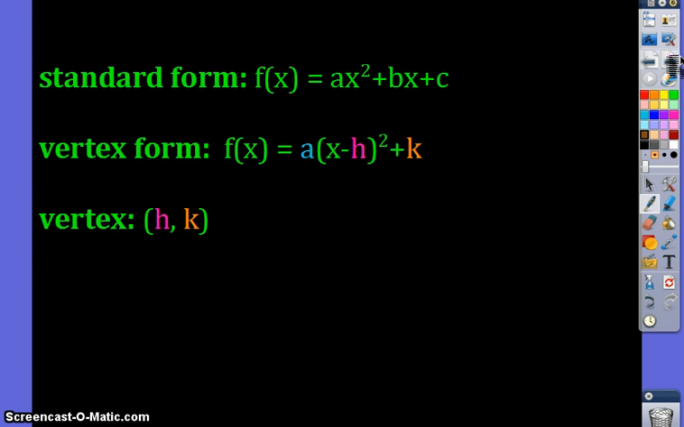Alright, a couple things for your notes here. We have the standard form of a quadratic, which is ax squared plus bx plus c. We should know that. But then we also have vertex form of quadratics, which is new to us today. It's f of x is equal to a times the quantity of x minus h squared plus k, where h is our x coordinate of our vertex and k is our y coordinate of our vertex.